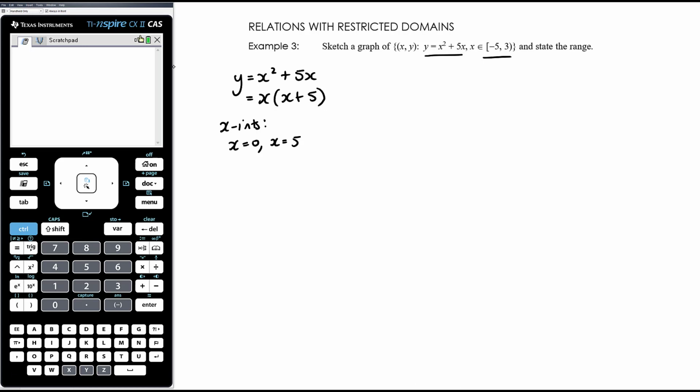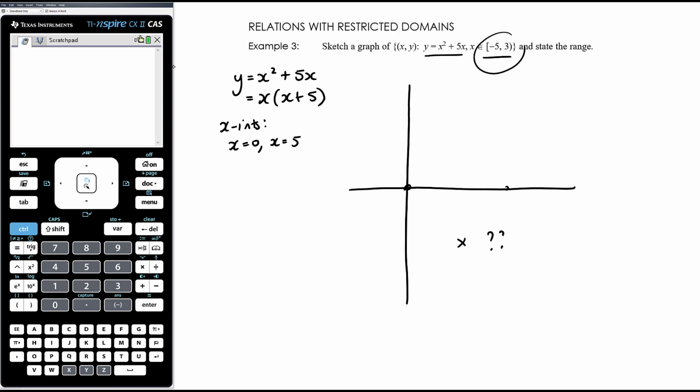We are going to need to think about the turning point, but let's have a think about what we've got so far. So we've got a happy parabola with x-intercepts at 0 and 5. I'm just drawing a rough sketch. I'm not going to draw it in properly yet. 0 to 5, and it's going to go this way. So we want to think about where the turning point is. And then we also need to think about the domain. So actually, we're not going all the way up to 5. We're going to be stopping at 3, which will be before we get to that second x-intercept.